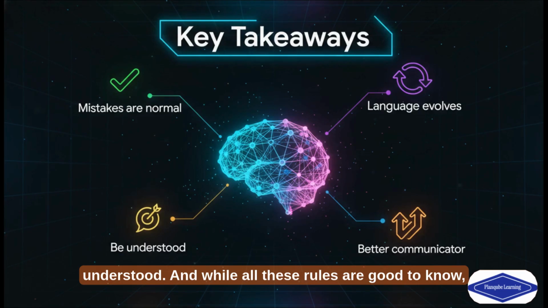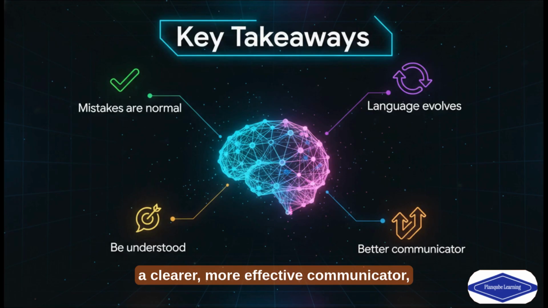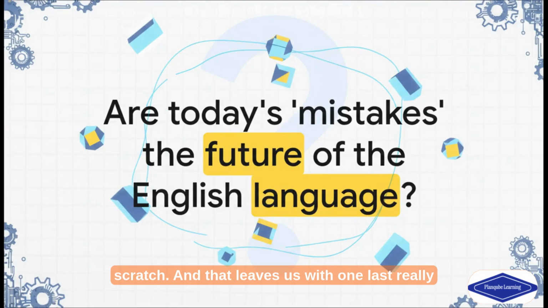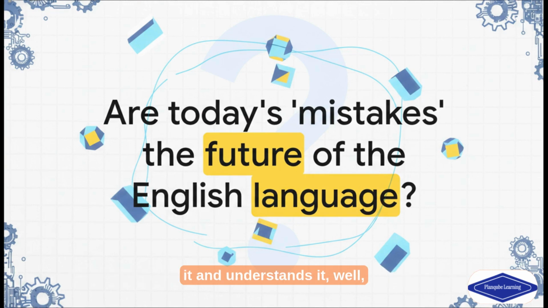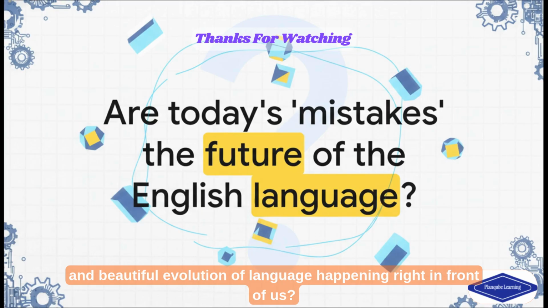And while all these rules are good to know, you have to remember that mistakes are totally normal. The real reason to learn about these pitfalls is just to become a clearer, more effective communicator, whether you're a native speaker or you're learning the language from scratch. And that leaves us with one last, really interesting question to think about. If a mistake becomes common enough that everyone uses it and understands it, well, at what point does it stop being a mistake? Are we just watching the messy, fascinating, and beautiful evolution of language happening right in front of us? Something to ponder.